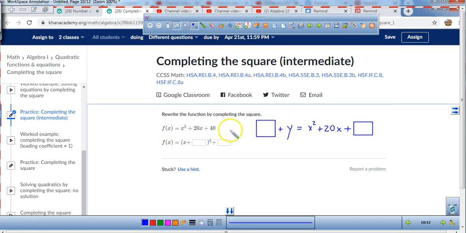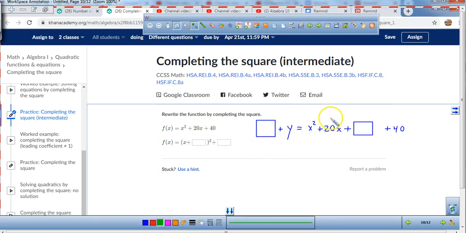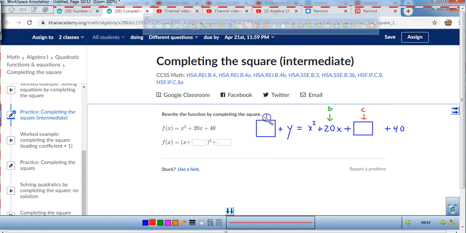Just like that. And then that 40, I'm just going to put that 40 way out there just at the end. Okay? So once again, our a value is 1. That's good. All right, our a value is 1. That allows us to complete the square. This is our b value right there. That's our b value. And we are going to find our c value. In order to put our c value here, we're going to put the c value right here as well.